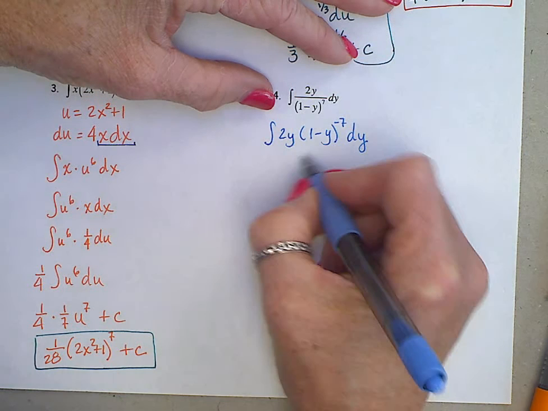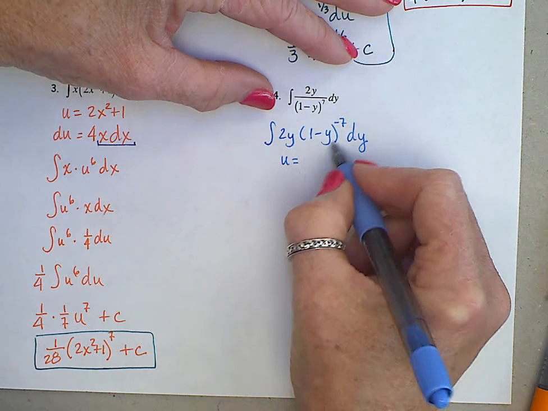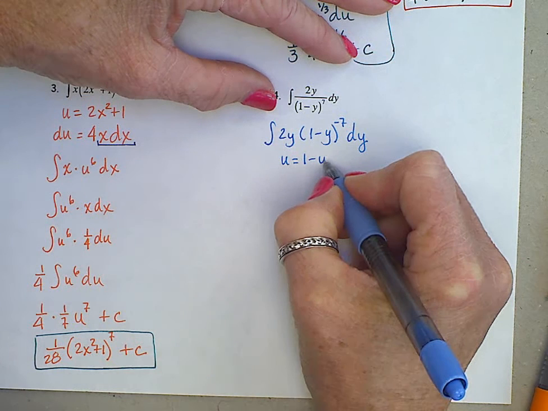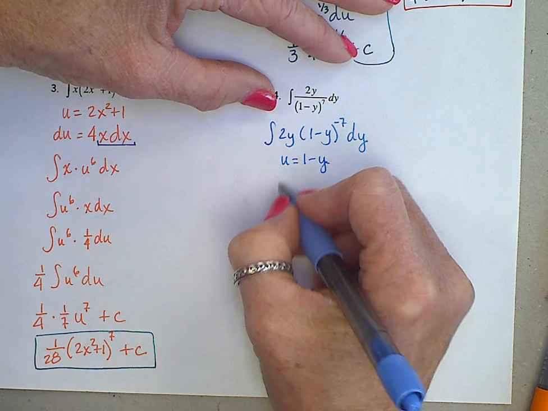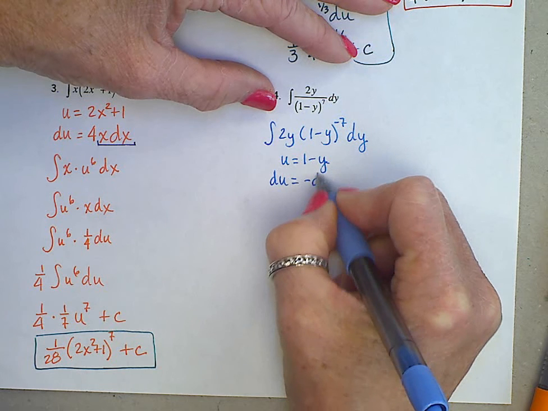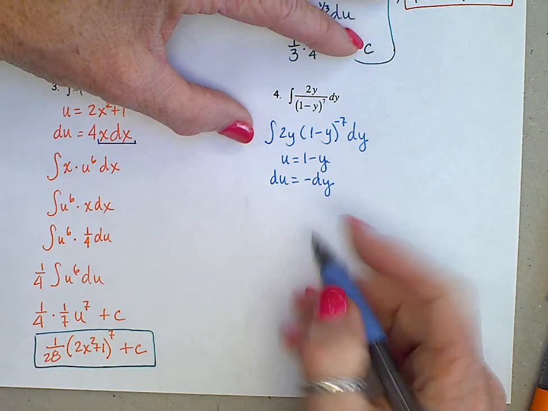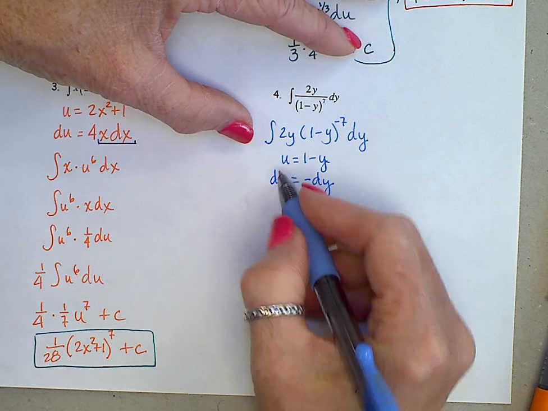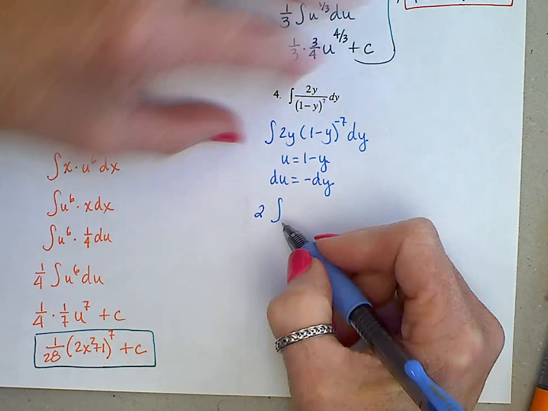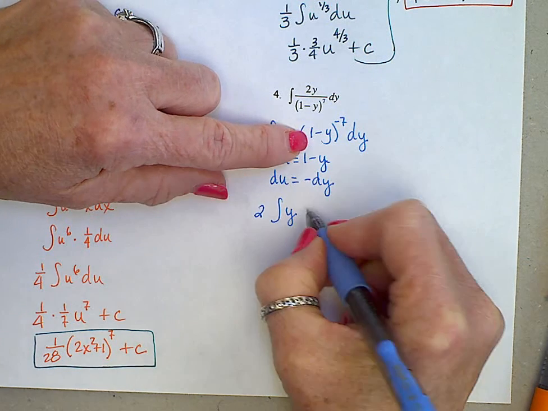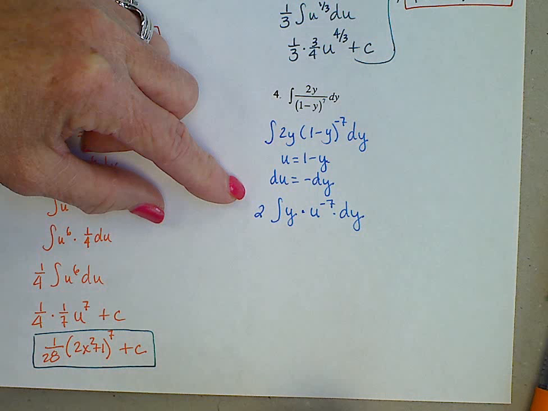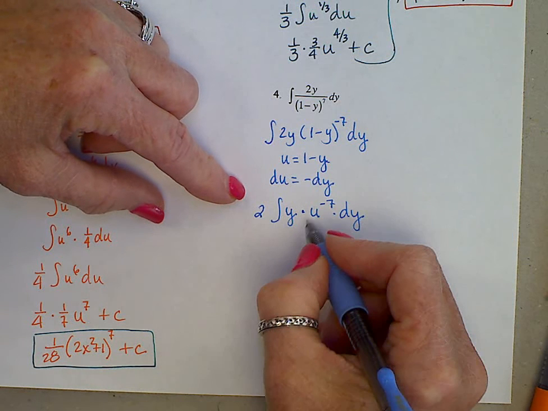Let's set up our u then. Again, anytime we have something raised to a power, typically that quantity on the inside is the u. Oops. U is 1 minus y. So du is the derivative of this, so a negative dy. And rewriting, while I do this at the same time, I'm going to take this 2 and pull this 2 outside. So 2 integral, we have a y, but then here is the u to the negative 7th times dy. And I'm going to do some rearranging here and put the y's at the back.